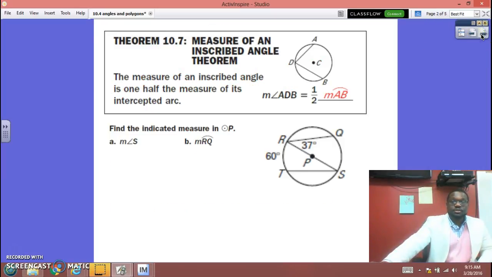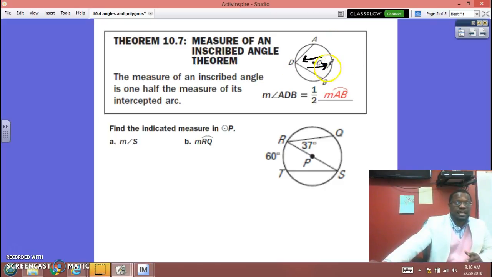All right, let's use some of this. Here's our first theorem. The measure of an inscribed angle is 1/2 the measure of its intercepted arc. Okay, so what I like to tell people is this. If your vertex is on the circle, then your angle is going to be half of what the arc is, or your arc is going to be double what the angle is. So in essence, going from the arc to the angle, it's divided by 2. But from the angle to the arc, it's times 2.